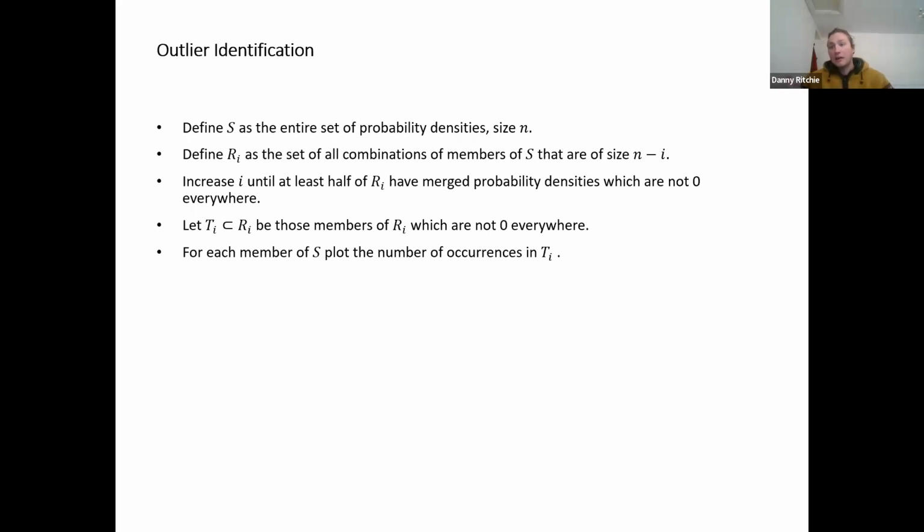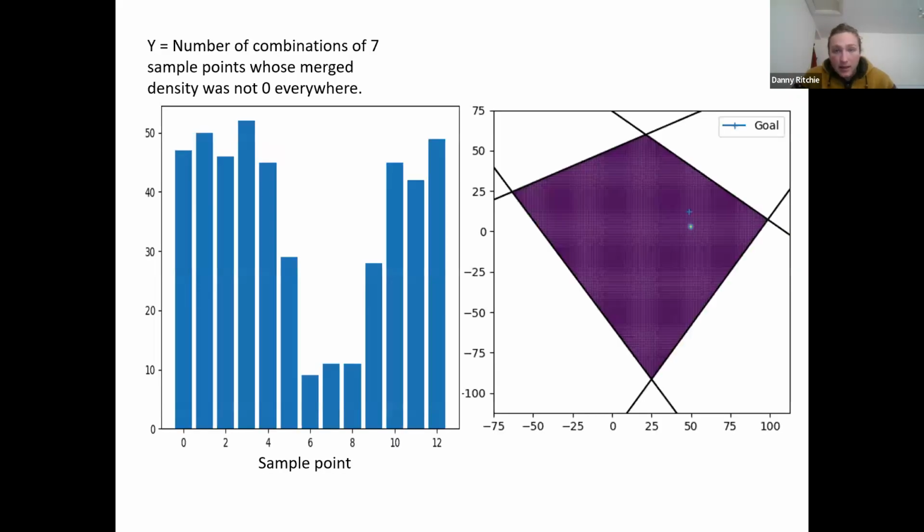So then, okay, how about when i equals 1? We've got all possible sets of S where you're only leaving out one of the sampled points. Those were all still 0 everywhere. So basically I went through increasing i, making Ri bigger and bigger, and each element of Ri being of smaller and smaller size, until, when I was looking at the merged probability distributions, at least 50% of them weren't 0 everywhere. I chose 50% arbitrarily. And then that allowed me to create this plot here.